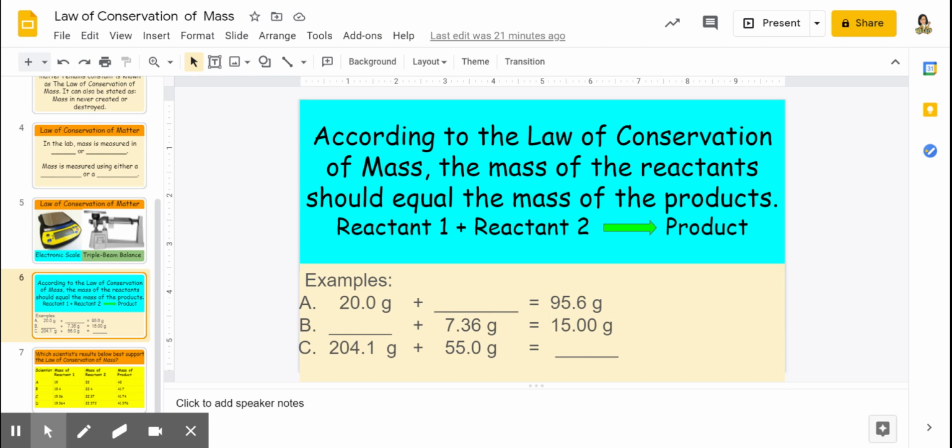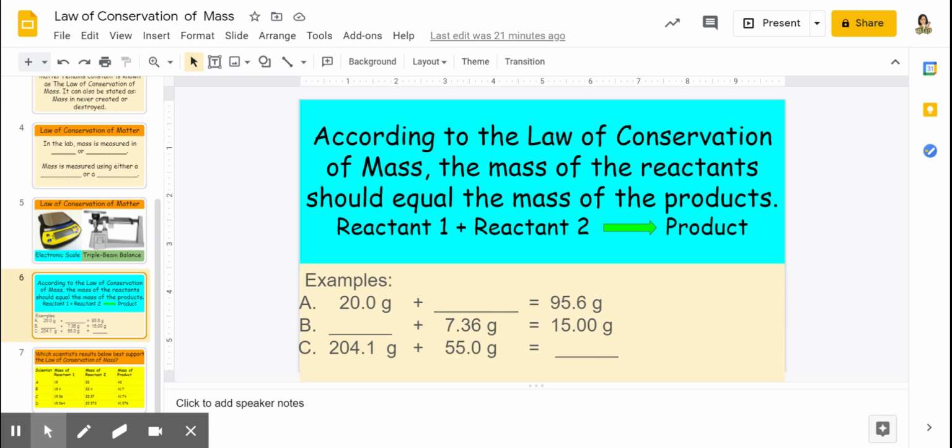Easy, huh? Okay, let's go to the third example. For the third example, you don't know what the mass of the product is, but following the law of conservation of mass, you know that you just add these two, and then you get the mass of the product. So you have 4.1 grams plus 55.0 grams is equal to 259.1 grams, and that is now the mass of the product. This is a simple application of the law of conservation of mass.